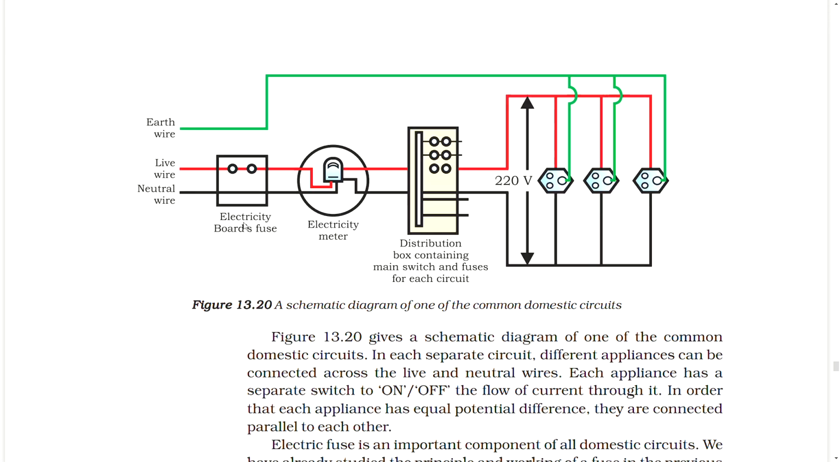Figure: a schematic diagram of one of the common domestic circuits. Earth wire, live wire, neutral wire, electricity board's fuse, electricity meter, distribution box containing main switch and fuses for each circuit, 220 volt.